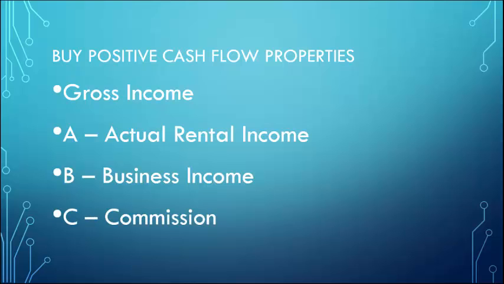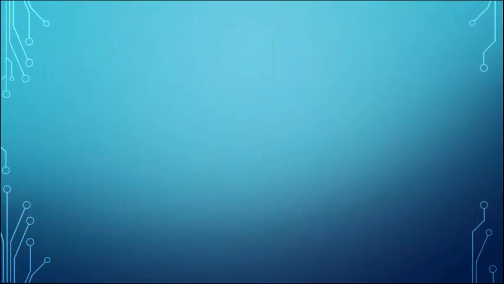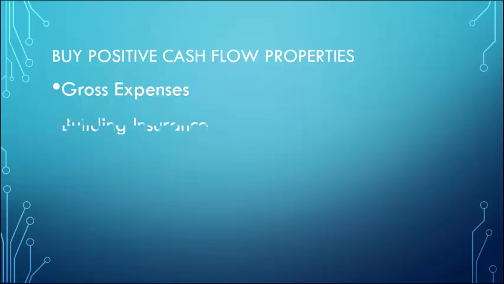Third could be commission. Sometimes you also get commission income from a property. You can factor that in while deciding whether you should buy that property or not. We'll look into that in more detail. In general, you work out the income that you're getting from that property and calculate it in one go. Once you have that calculation on one side, on the other side you're looking at the gross expenditures.